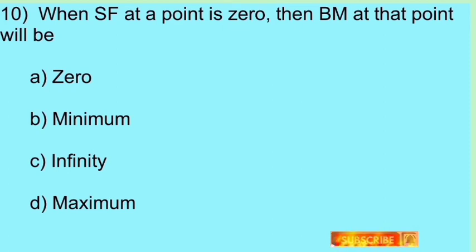Next question. When shear force at a point is 0, then bending moment at that point will be option A 0, option B minimum, option C infinity and option D maximum. And the answer is option D maximum. When shear force at a point is 0, the bending moment at that point will be maximum.